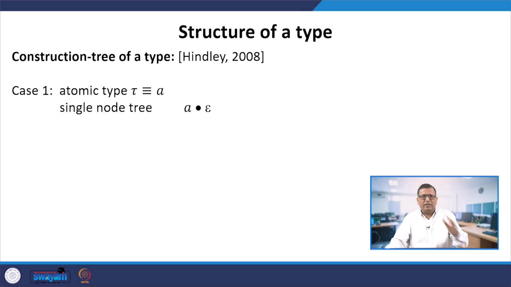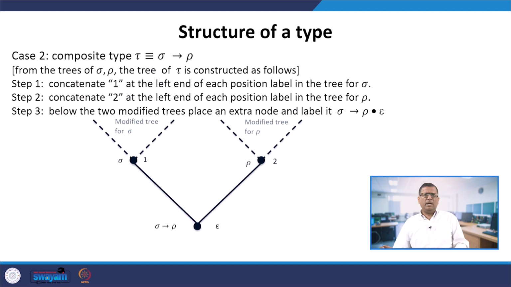So we have an atomic type, say A, which we are going to represent as a single node tree. So the node is this one and the empty position, and this is the term or the type that we are going to do. Now we have only the other case, that is arrow type, because the formulas are only composite, A arrow B sort of a structure. So sigma arrow rho we have to consider.